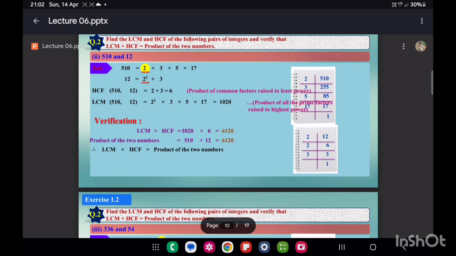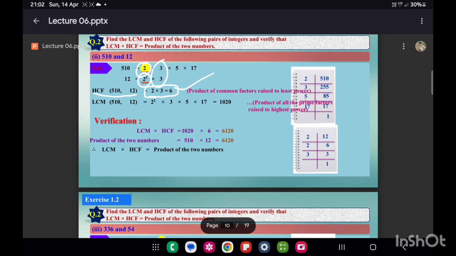The HCF of 510 and 12 is 2 and 3 only, because 510 has 2, and here also 2 is there. Both have the common power 1, so we have to take 2 power 1. And 3 also is common in both the numbers, so we have to take 3. So 2 3s are 6, that is the HCF of 510 and 12 is 6.